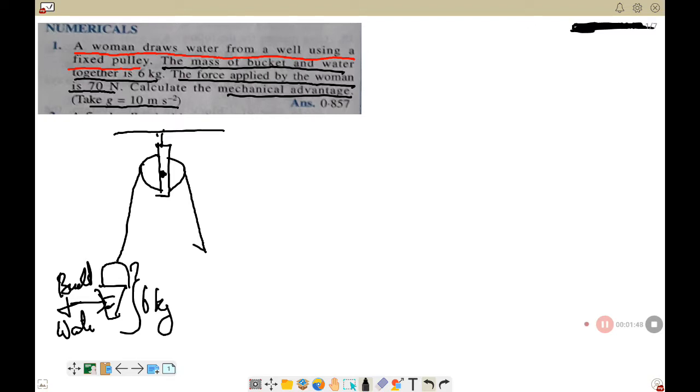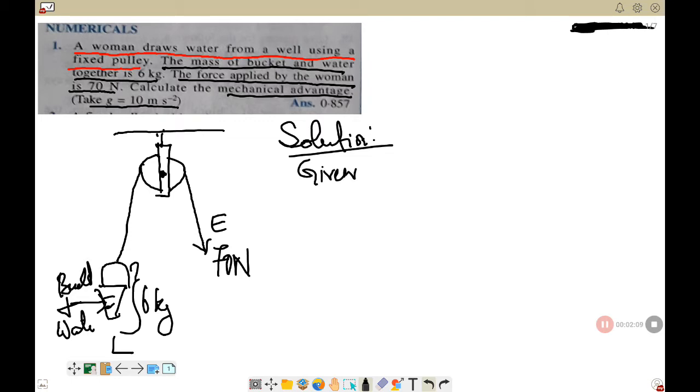6 kilogram. And on the other end, this is my load, and on the other end effort is applied by the woman, and the effort applied is 70 Newton. All right, so this is what the question is all about. So let's see the solution here. First of all, let's jot down the things which are given in the question.